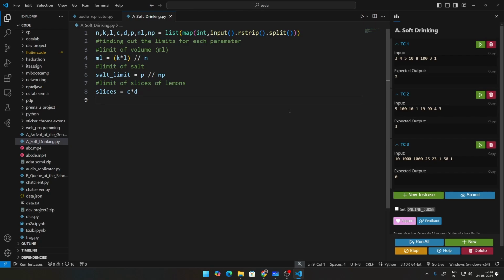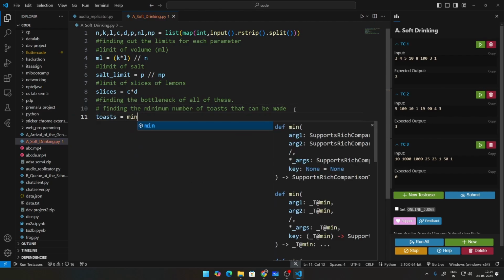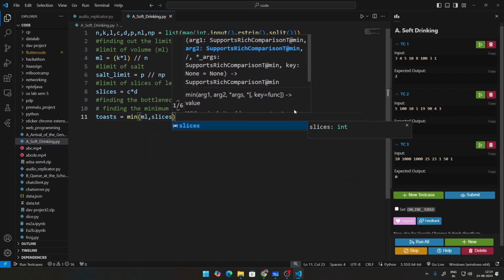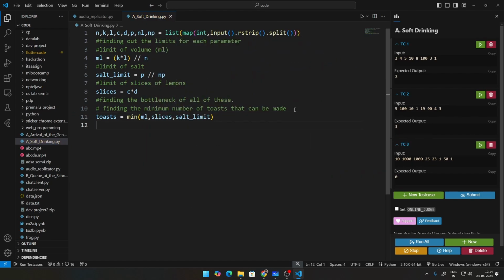Now we have to find the minimum of these three, finding the bottleneck of all of these, that is finding the minimum number of toasts that can be made. So let's say the number of toasts is given by the min value of this ml, this slice limit and this salt limit. Then we will know the number of total toasts.